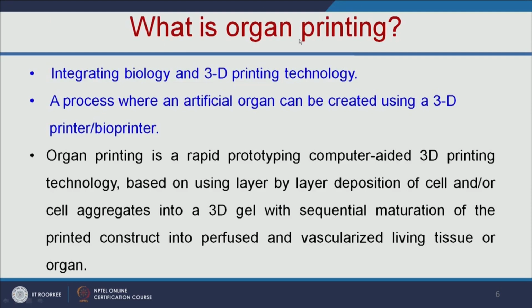So let us see what is organ printing. So it is integrating biology and 3D printing technology. So it is a process where an artificial organ can be created using a 3D printer or bioprinter. So let us see the definition of organ printing. So organ printing is a rapid prototyping computer aided 3D printing technology. So it is based on layer by layer deposition of cell on a 3D gel with a sequential maturation of the printed construct into perfused and vascularized living tissue or organ.